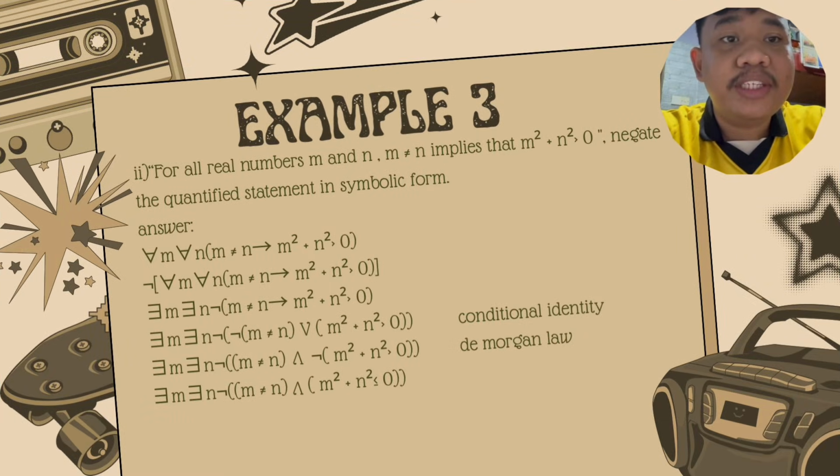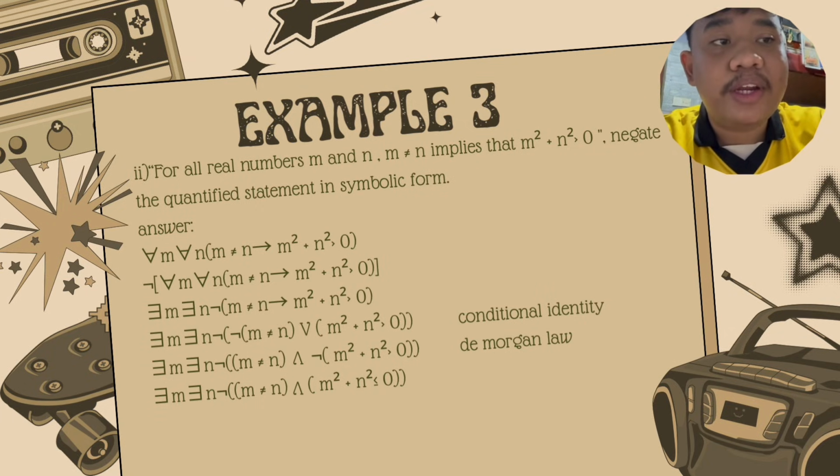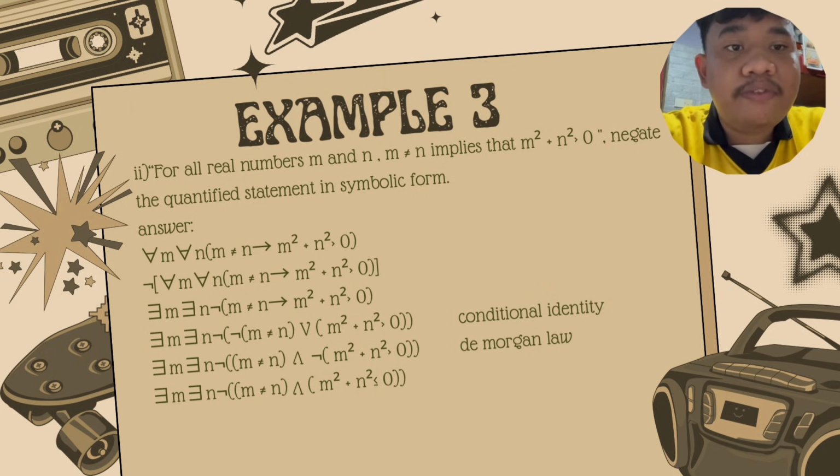And then for the next question: for all real numbers m and n, m is not equal to n implies that m squared plus n squared is greater than 0. Negate the quantified statement in symbolic form. For the answer, first we change the quantified statement into symbolic form, which will be for all m, for all n, m is not equal to n implies m squared plus n squared greater than 0. And then we put the negation symbol in front, and then it will be negation of for all m, for all n, m is not equal to n implies m squared plus n squared greater than 0.